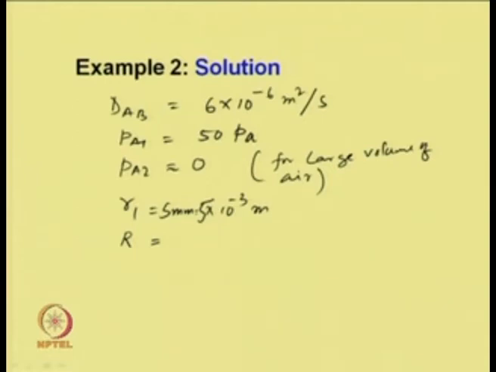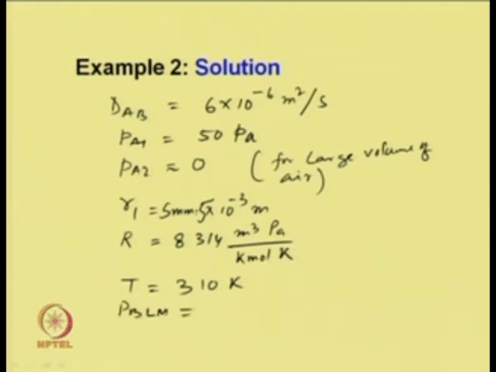R is 8314 meter cube Pascal per K mole Kelvin. T is given, 310 Kelvin, and for PBLM, since it is a very dilute solution, we can consider it as PT, the total pressure, which is equal to 1 atmosphere, which is 1.013 into 10 to the power 5 Pascal.